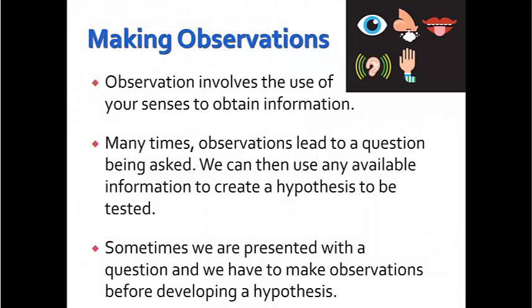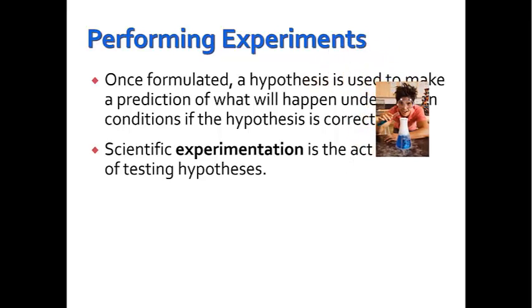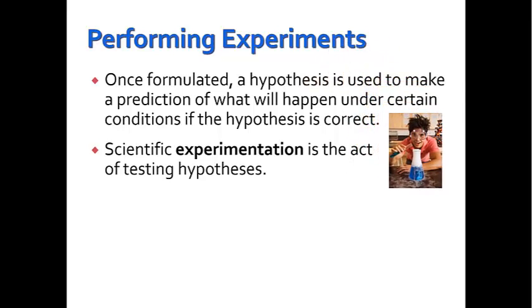Observation involves the use of your senses to obtain information. Many times observations lead to a question being asked. We can then use any available information to create a hypothesis to be tested. Sometimes we are presented with a question and we have to make observations before developing a hypothesis. Once formulated, a hypothesis is used to make a prediction of what will happen under certain conditions if the hypothesis is correct. Now we come to the experimentation part.